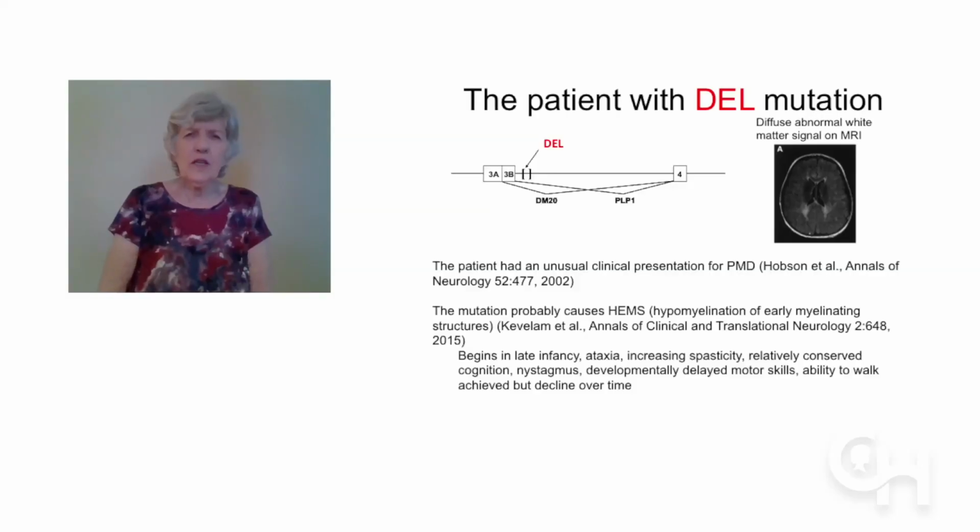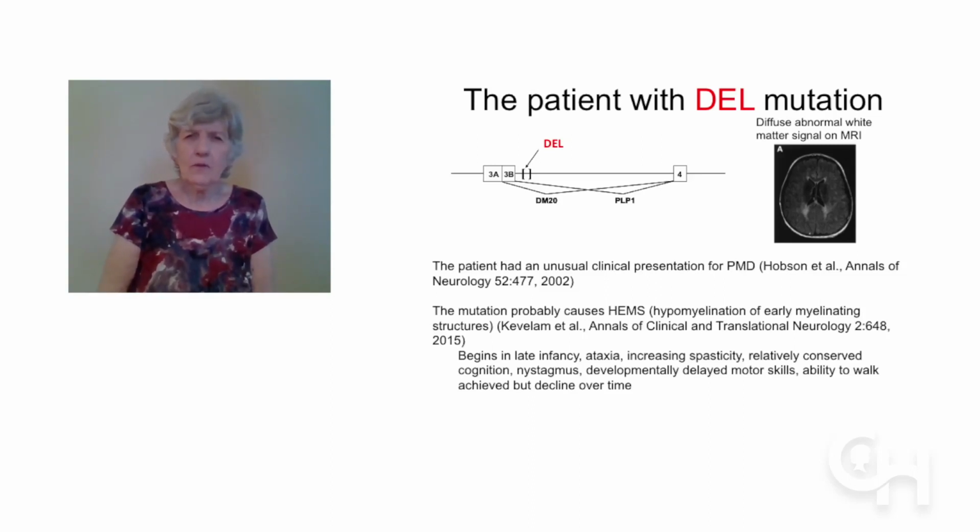The patient with this DEL mutation had an unusual clinical presentation that was milder for PMD than most, but more progressive over time. It was one of the early mutations we identified in a patient back in the 90s. It's a 19-base deletion of coding sequences in a region that doesn't code for protein. But we showed that the specific bases had to be there for the alternative splice to work properly. So when they're deleted, it doesn't work properly.